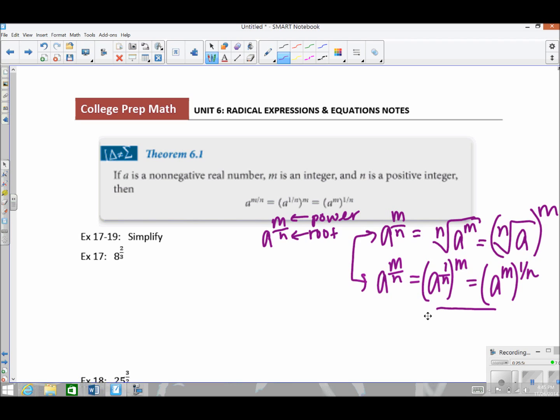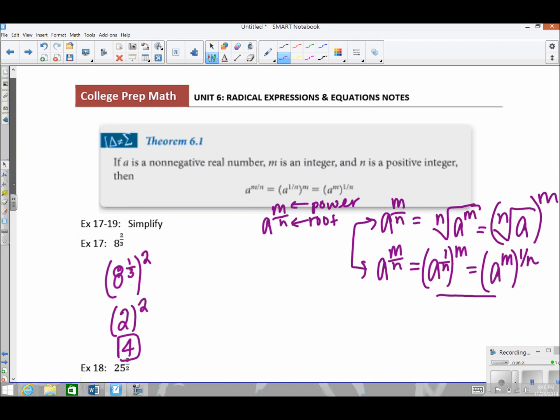If I wanted to simplify 8 to the 2/3, what this really means is 8 to the 1/3 squared. So 8 to the 1/3 is really the cube root of 8. So what do I have to multiply by itself 3 times? Well, the answer is 2 in order to get 8. Then you take 2 and you square it, so you get 4. So that's really what that means.